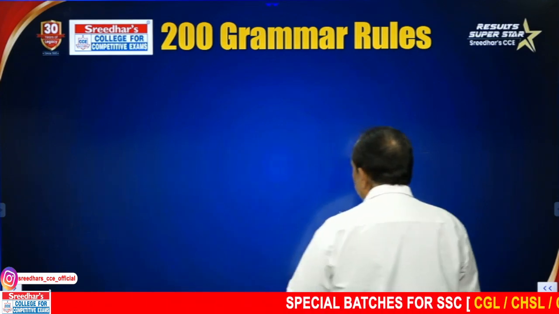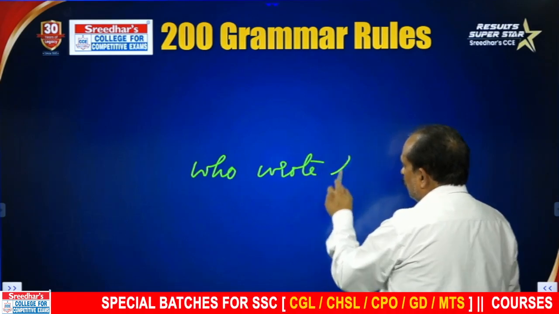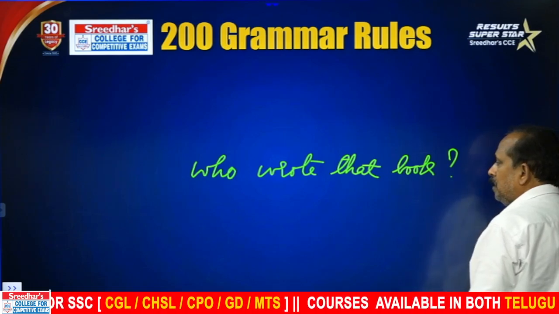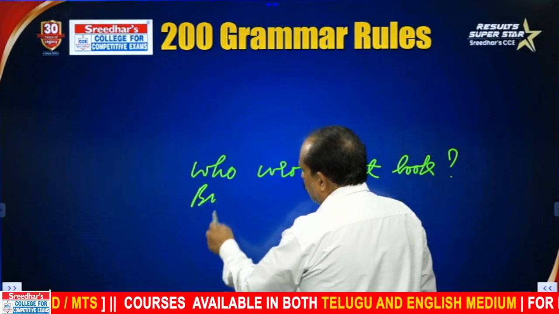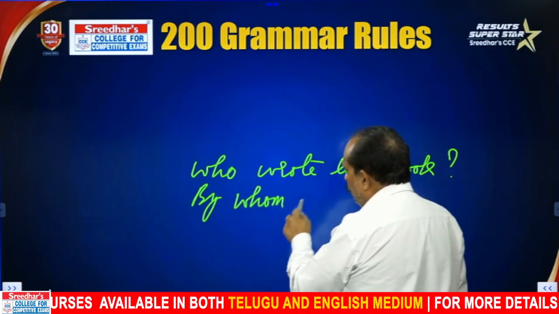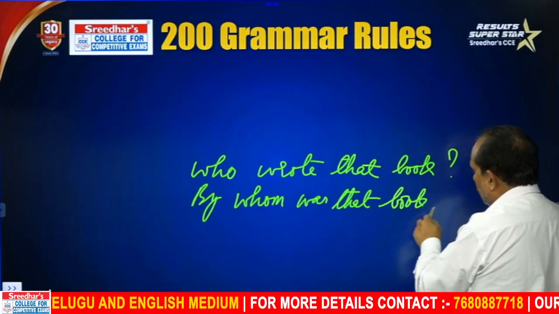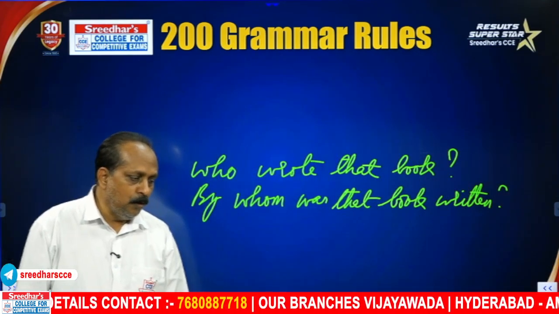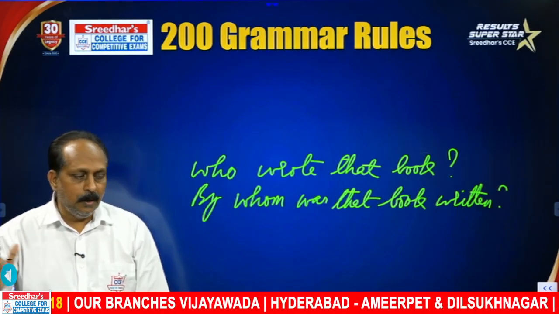Look at this example. Who wrote that book? This is in past active voice. How does it change to passive voice? By whom was that book written? Some people think 'by whom that book was written.' No, it should be in interrogative form. By whom was that book written?